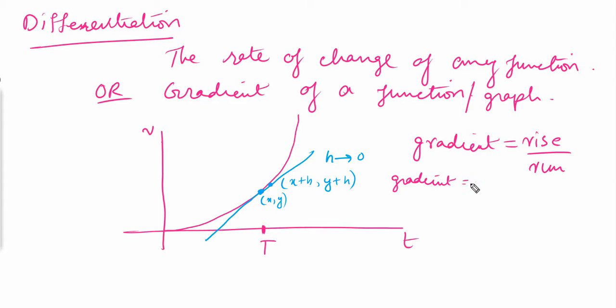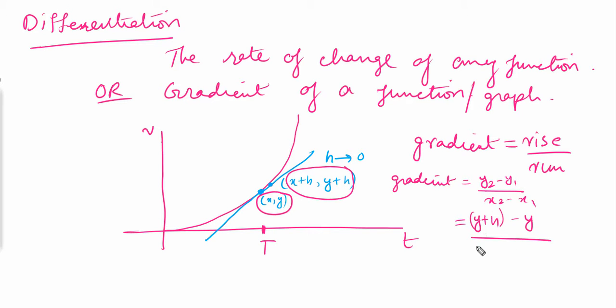Gradient will become equal to the formula for the gradient, which is y2 minus y1 divided by x2 minus x1. Now in this graph we have x1 y1 as xy and x2 y2 as x plus h and y plus h. So the gradient will become like this: y plus h minus y divided by x plus h minus x.